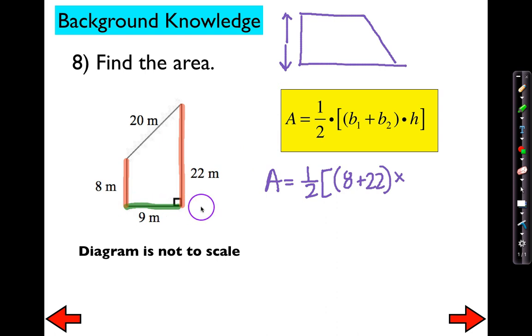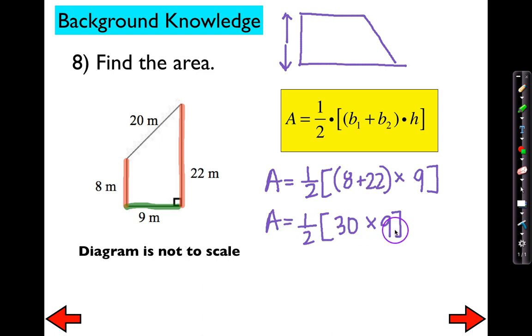So be very careful. You shouldn't be using a number for a base and a height at the same time. So here I'm going to say the height is 9 meters. And I'm just going to simplify what I have. So here, area equals 1/2. We're going to go ahead and simplify in the parentheses here. 8 plus 22 is 30. And go ahead and multiply by 9.